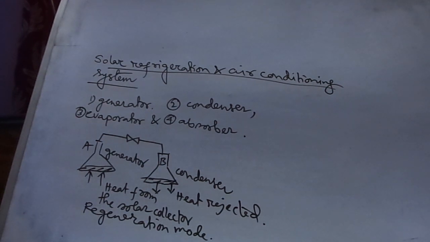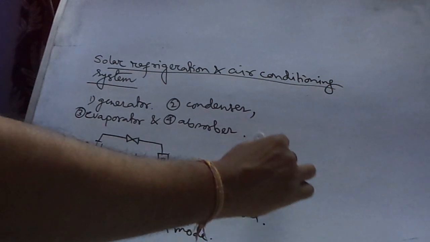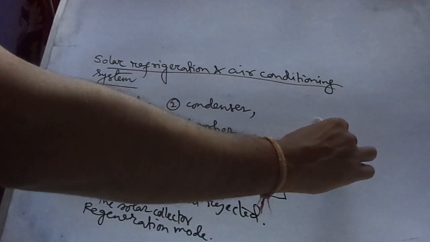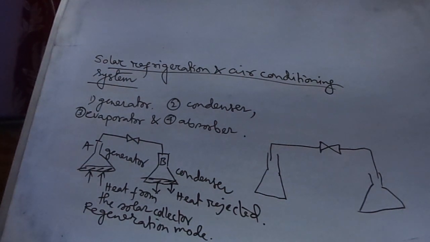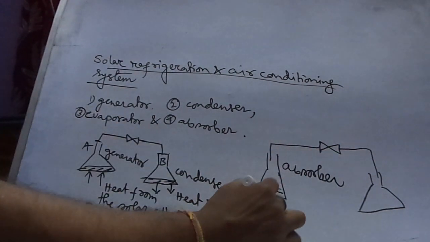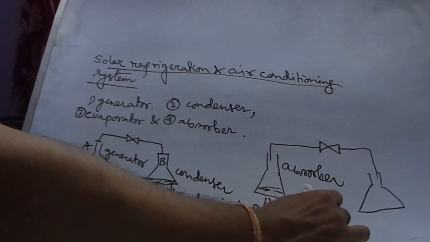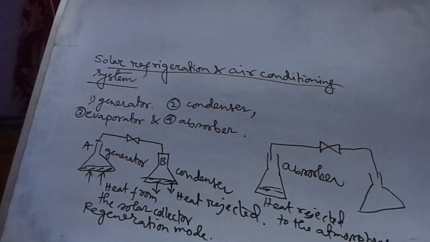Another one is the refrigeration mode. In the refrigeration mode, this one is the absorber, with heat rejected to the atmosphere.